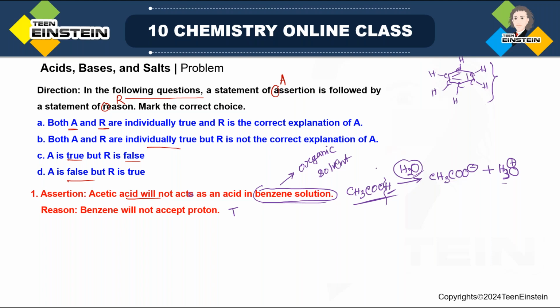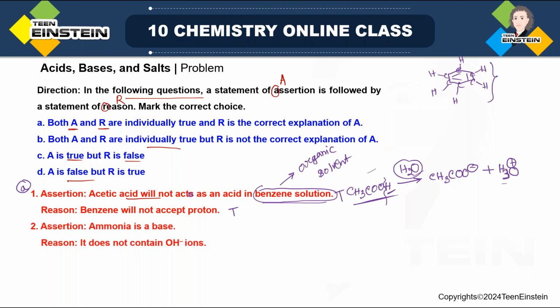So the first statement is true. The second statement is also true. And see, the second statement is actually explaining why the first statement is true. The first statement is true. Why? Because benzene cannot accept proton just like water. So it is not just that they are individually correct. The second statement is also the correct explanation of the first statement. So which option we will choose? We will choose A. So for the first question, A will be the correct option.